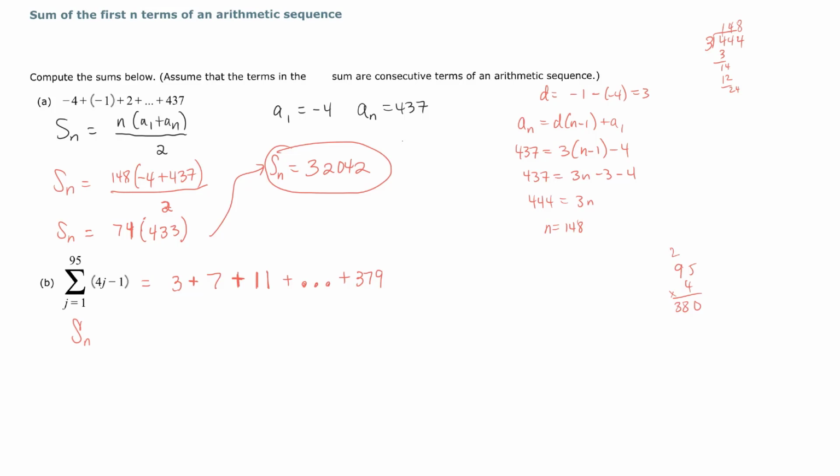Capital S sub n is equal to, well, in this case, I just realized I made a mistake. Go back to the previous example here. You want to write S sub 148. I apologize there. I made a notational error. Let's go back and fix that. In the first example, I want to write S sub 148. Okay, back to example B.